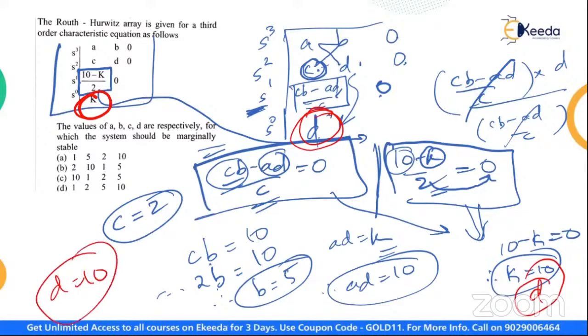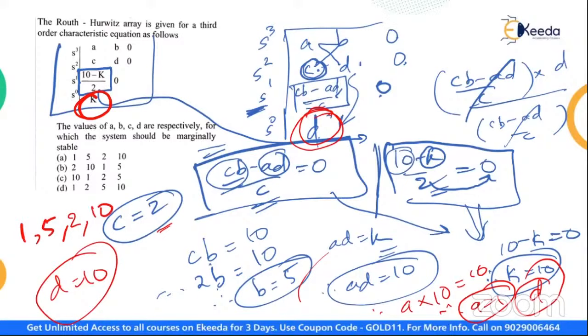Now, just now we have seen that AD equal to 10. Therefore, A is going to be how much? A into 10 equal to 10. Therefore, A is equal to 1. That's it. So you have got now all the values that you wanted. A is equal to 1, B is equal to 5, C is equal to 2, and D is equal to 10. So 1, 5, 2, 10. Yes, it is option A.